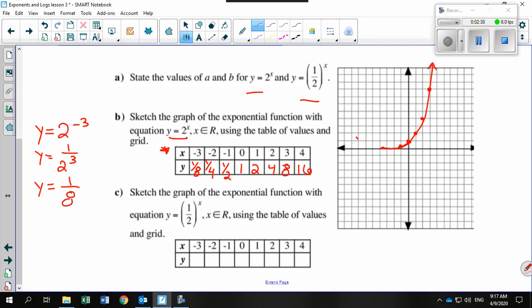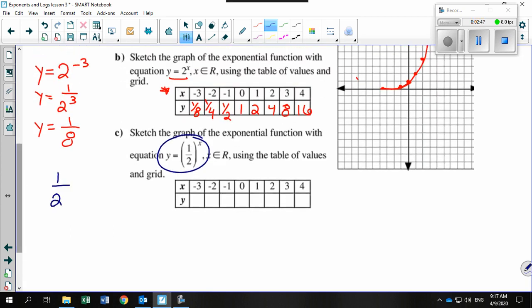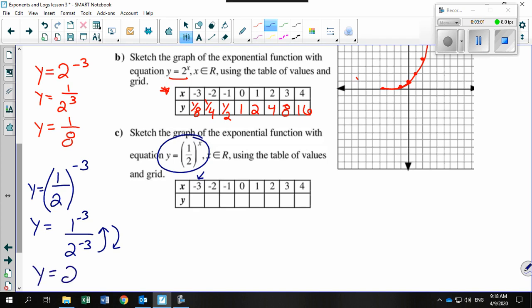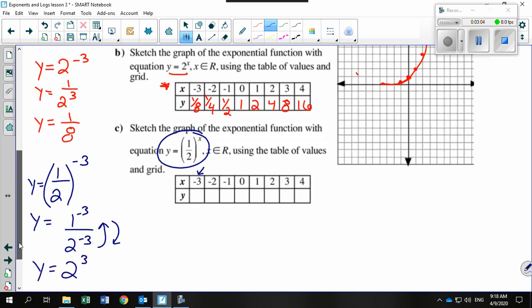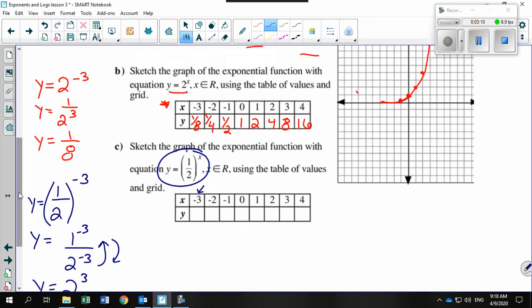Now for the second one, let's do it in blue. When you have 1/2 to the power of x, when I put in that -3, when I distribute it, it becomes this, which I reciprocate both of those to make them positive, and I actually get 2 to the power of 3, which becomes 8. So when you see that 1/2, it actually does the opposite. We're going to get 8, 4, 2, 1/2, 1/4, 1/8, and 1/16.